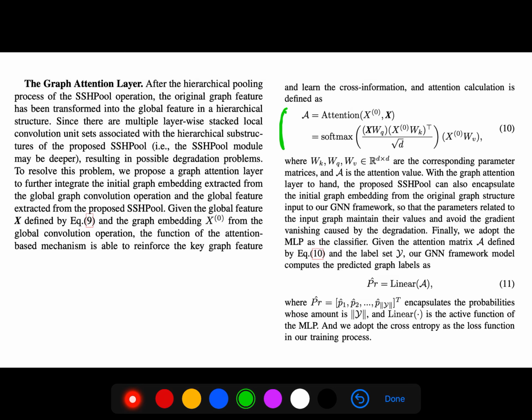So we adopt the multi-layer perceptron as the classifier. So given this attention matrix that we have computed here, and a label set y, our GNN computes the predicted graph label. So the probability vector encapsulates the probabilities, whose number is the number of your labels.